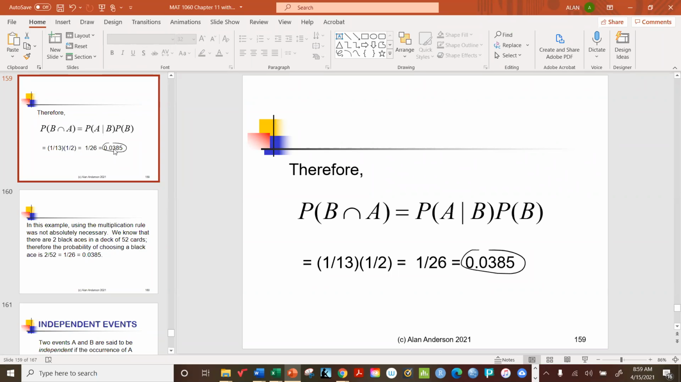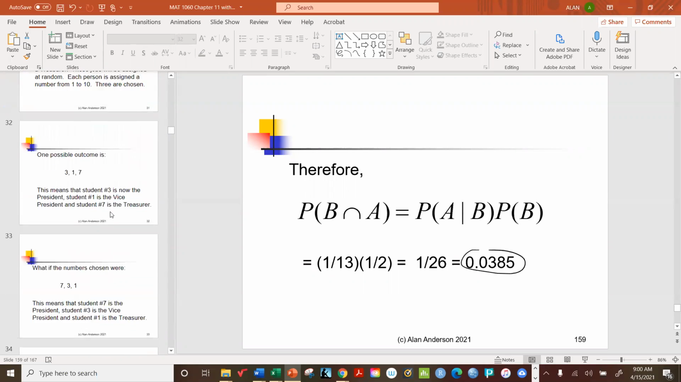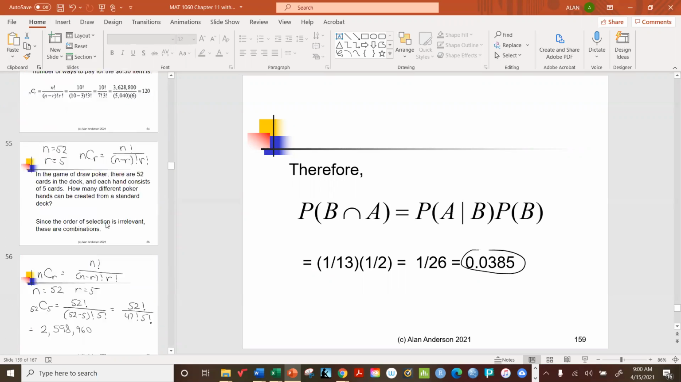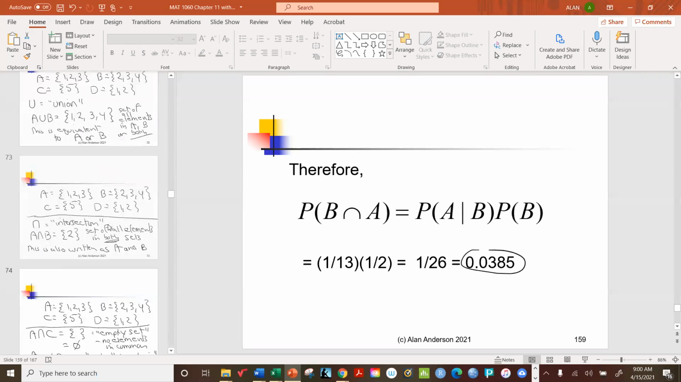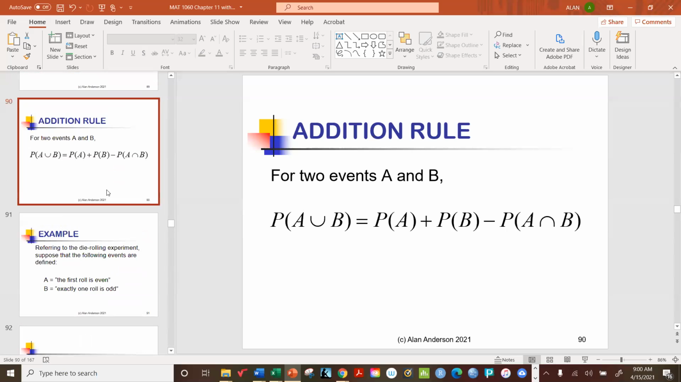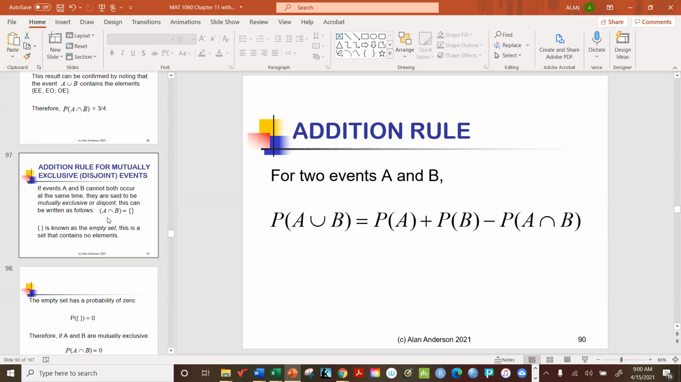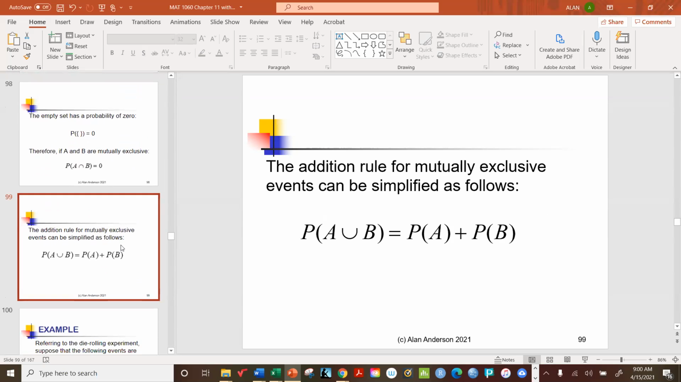All right, now you might remember that when we were dealing with the addition rule, we had a special case. We created a simplified addition rule. Let's go back and review that. The full addition rule was this. And then we discovered that under certain conditions, we can use the simpler version right here. And that could only occur when we had what we call mutually exclusive events, which means that they can't both be true at the same time.